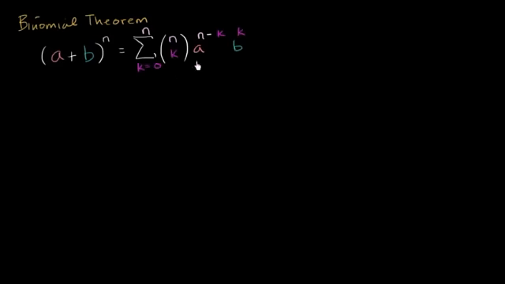Now this seems a little bit unwieldy, so let's just remind ourselves what n choose k actually means. If we say n choose k, we remember from combinatorics this would be equal to n factorial over k factorial times n minus k factorial.